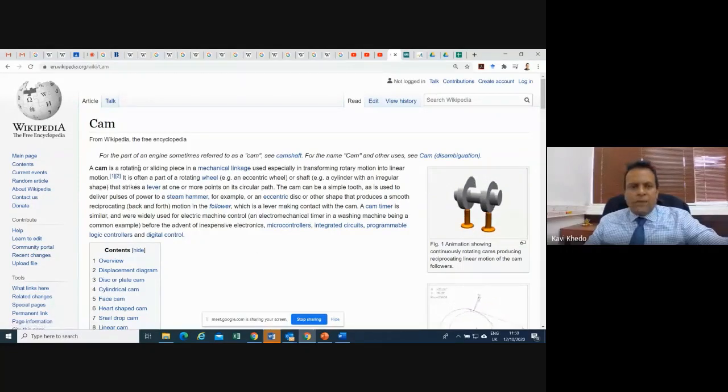A cam is a rotating or sliding piece in a mechanical linkage, used especially in transforming rotary movement into linear motion. Up here is a rotary movement, and down here you see a linear motion in a straight line. It is moving in a straight line, but at different speeds depending on the shape of the cam up here.